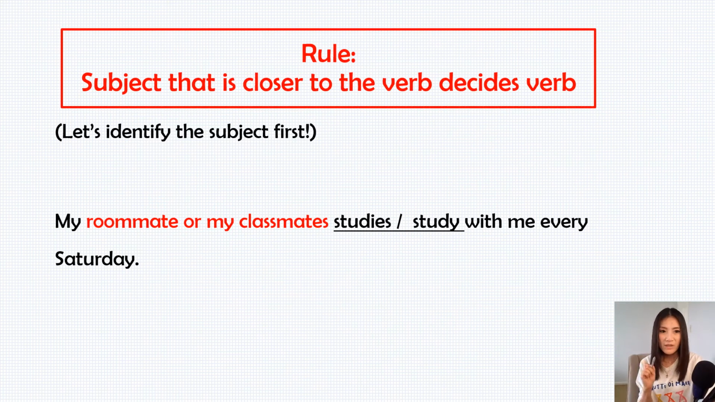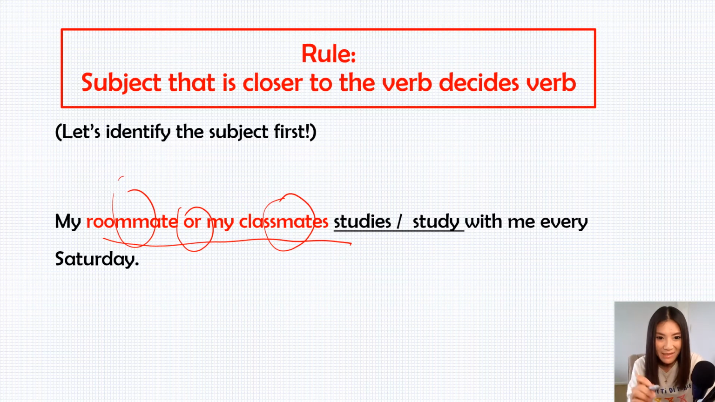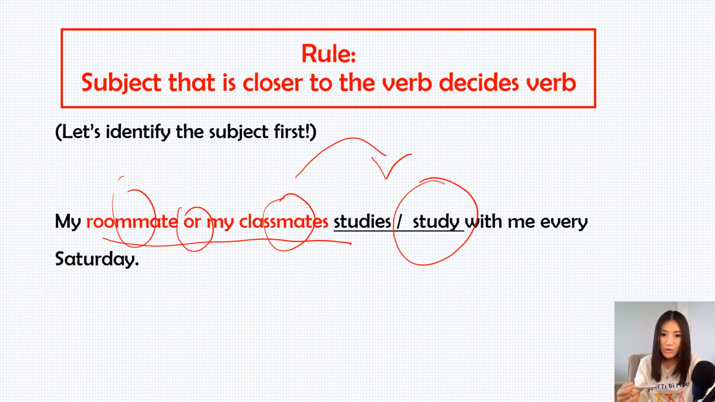The rule here is that the subject that is closer to the verb decides the verb. For example, here, my subjects are my roommate or my classmates. One is singular, one is plural, and I have the word or. In this case, classmates is closer to my verb, and classmates is plural, so I'm going to use a plural verb, study. So it becomes my roommate or my classmates study with me every Saturday.